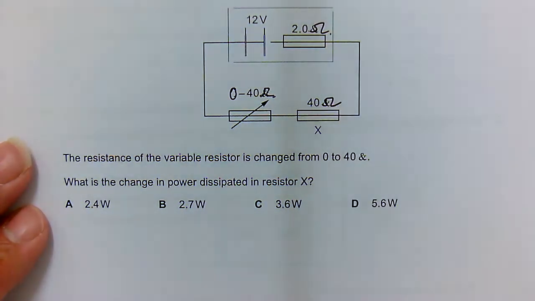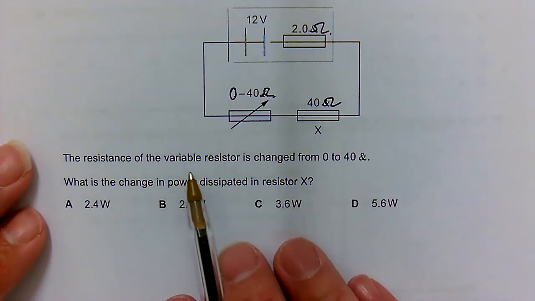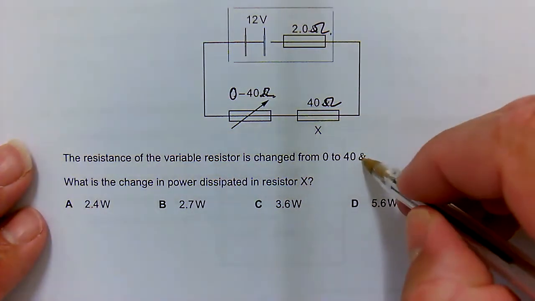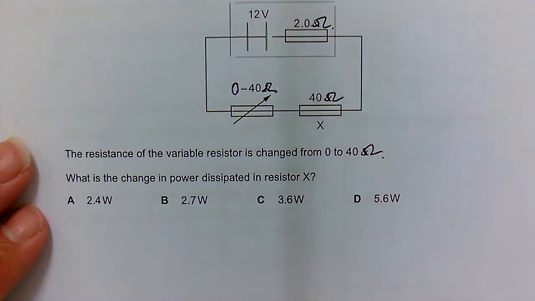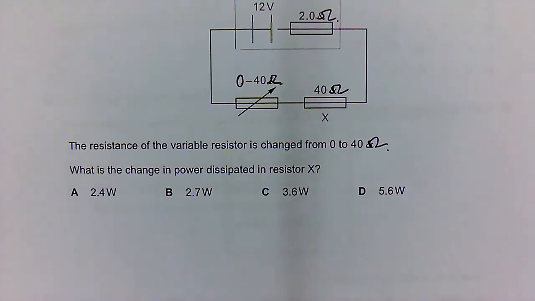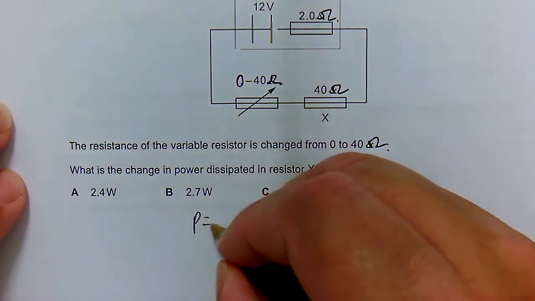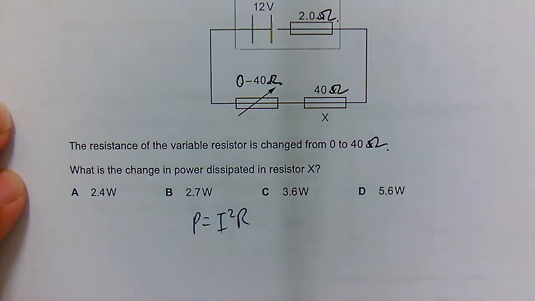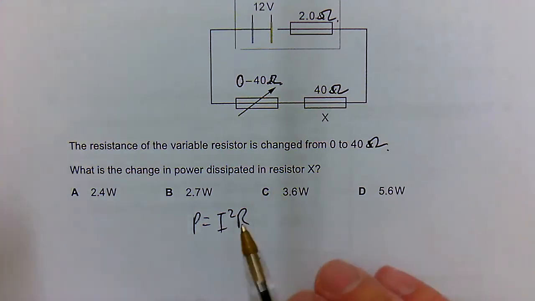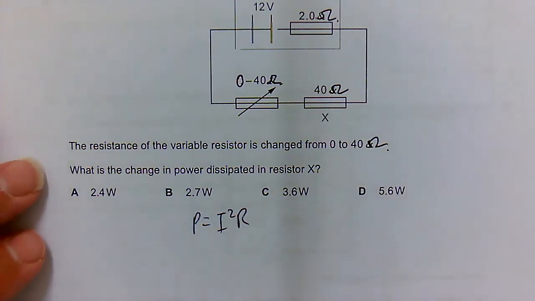We want to work out, as the resistance of the variable resistor is changed from 0 to 40 ohms, what's the change in the power dissipated by the resistor X? So we're using the idea that P equals I squared R, because we don't know the potential difference across X. You could do it by inspection, by working out using a potential divider. You could do it in lots of different ways. So you can decide how to do it.